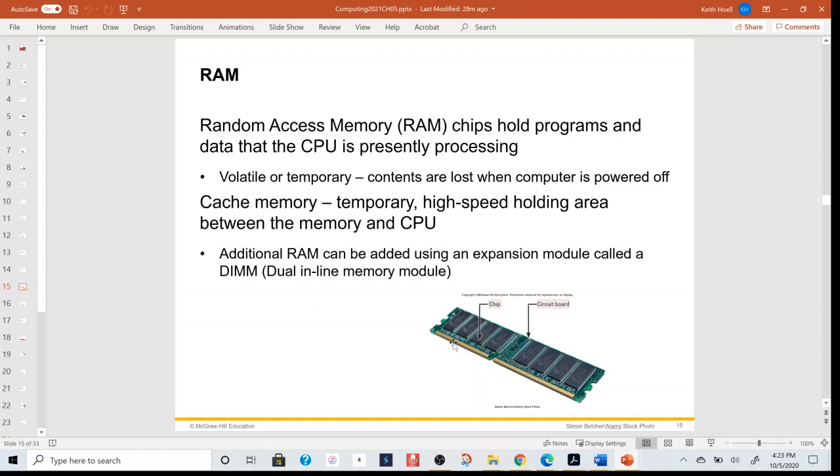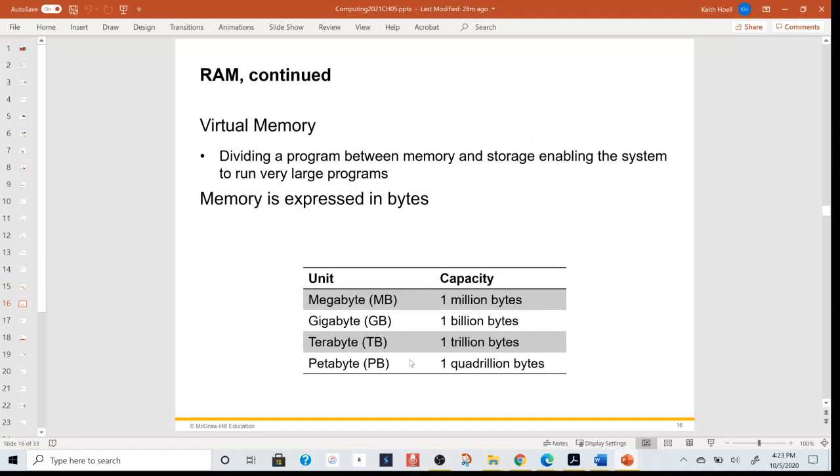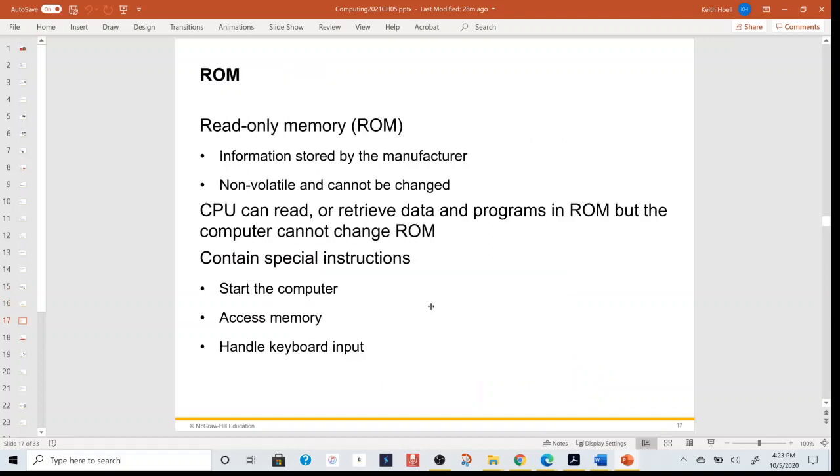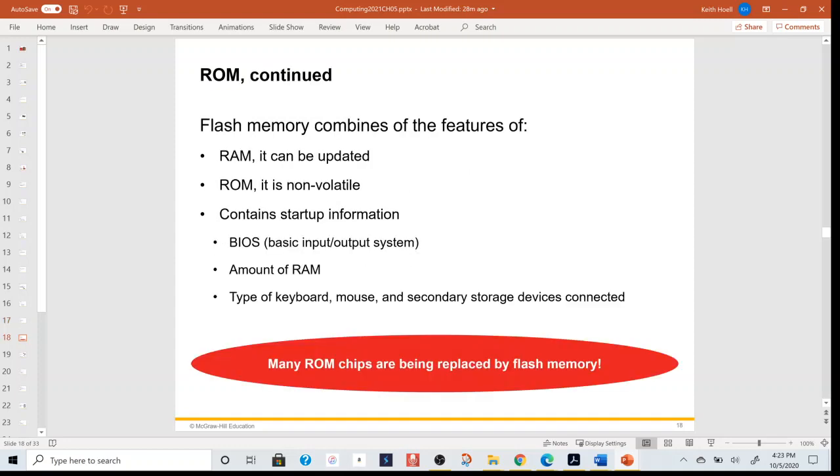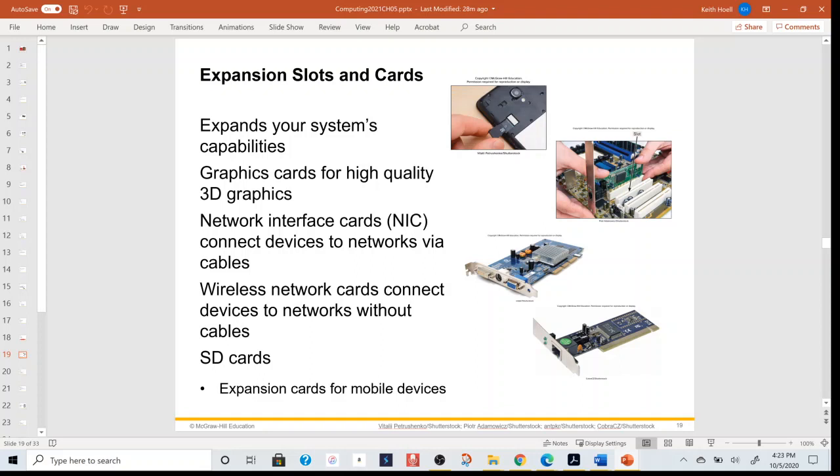You can always upgrade your RAM by buying additional RAM. We're not going to go into virtual memory. Don't worry about that for this. ROM, I mentioned to you. You can upgrade the ROM. You have flash ROM. And you can also upgrade your computer by buying expansion cards. They go into expansion slots.